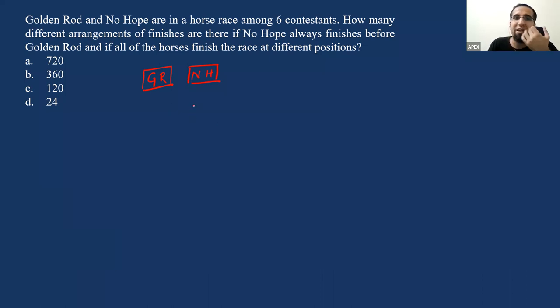Okay, how many different arrangements of finishes are there? If No Hope always finishes before Goldenrod, we have discussed this. If A always comes before B, the answer is nothing but the total number of arrangements divided by 2. So 6 people can arrange themselves in 6 places in 6 factorial ways, and No Hope being before Goldenrod will be half of the cases. That's going to be 720 divided by 2, which is 360. That should be your answer.